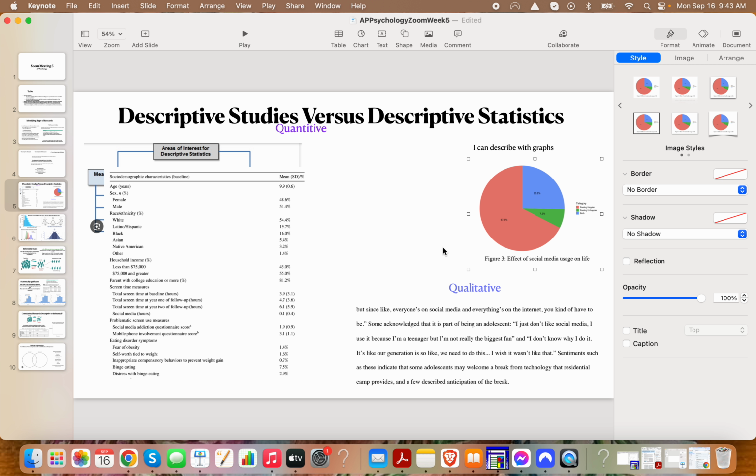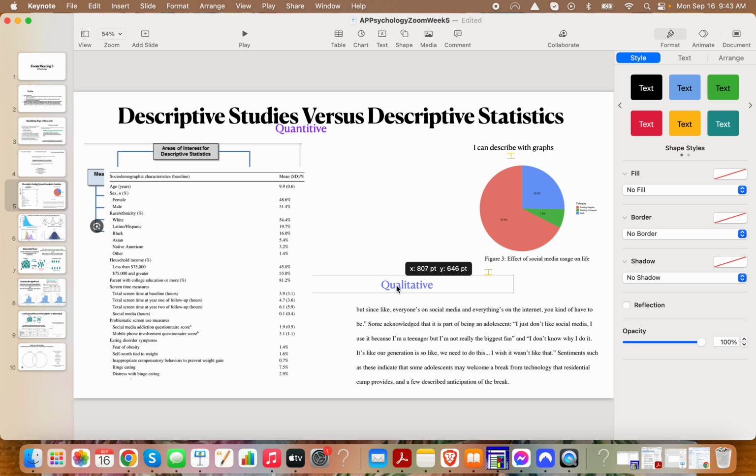We can also describe data, and this is more often in a descriptive study, qualitatively. Qualitatively is reporting how many people talked about, say, I just don't like social media. Or this is just describing what we see in words. So qualitative with words, quantitative with numbers. And we can have a descriptive study that uses descriptive statistics, a correlational study that uses descriptive statistics, and an experiment that uses it.